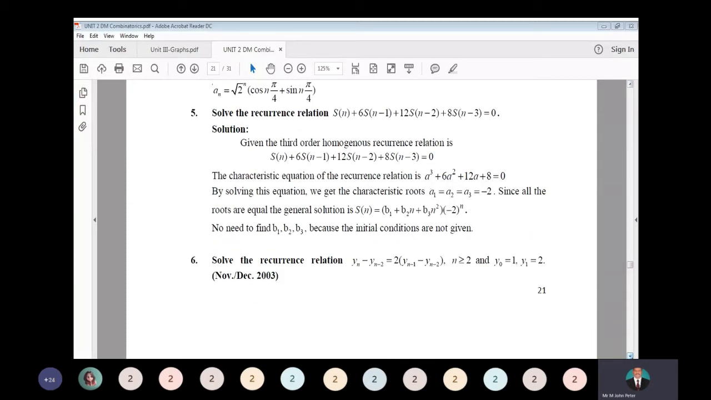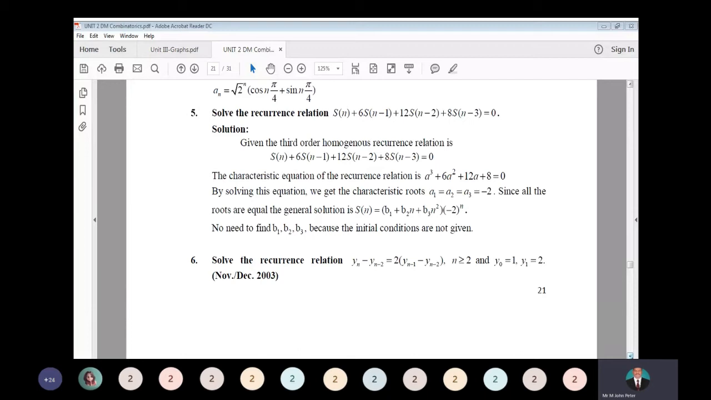Solve the recurrence equation. A third order homogeneous recurrence relation is given: s of n plus 6 times s of n minus 1 plus 12 into s of n minus 2 plus 8 into s of n minus 3 equal to 0. The characteristic equation of the recurrence relation: n minus 3 is the highest power, the third degree, so take it as a constant, n minus 2 multiplied by a, n minus 1 as a square, s of n as a cube. Then you'll get the third degree equation: a cube plus 6a square plus 12a plus 8 equal to 0.